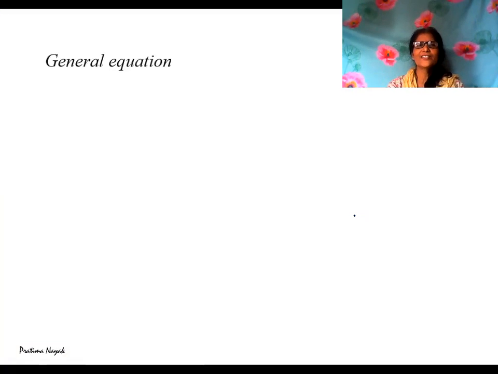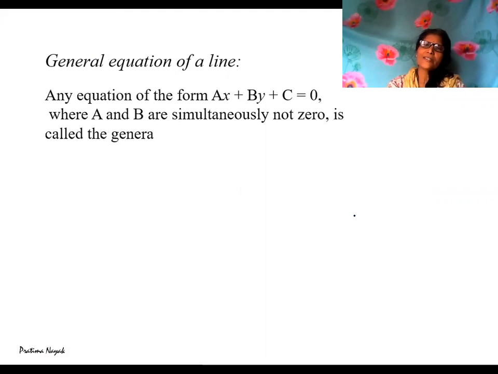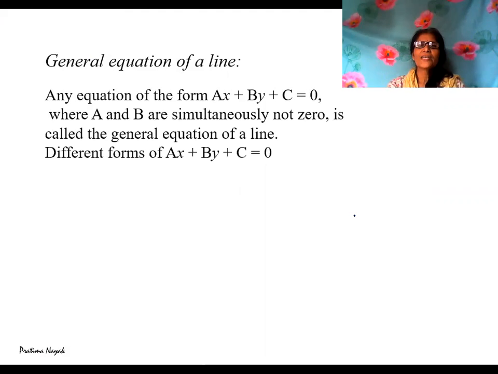You know that the general equation of a line is in the form of ax plus by is equal to c, where a and b are simultaneously not zero and c is a constant. So let us proceed for different forms. We have already learned it. If you have not learned it or you want to learn from this video, you can go back. You can find some other videos available. I will post the link also. Then you can learn.